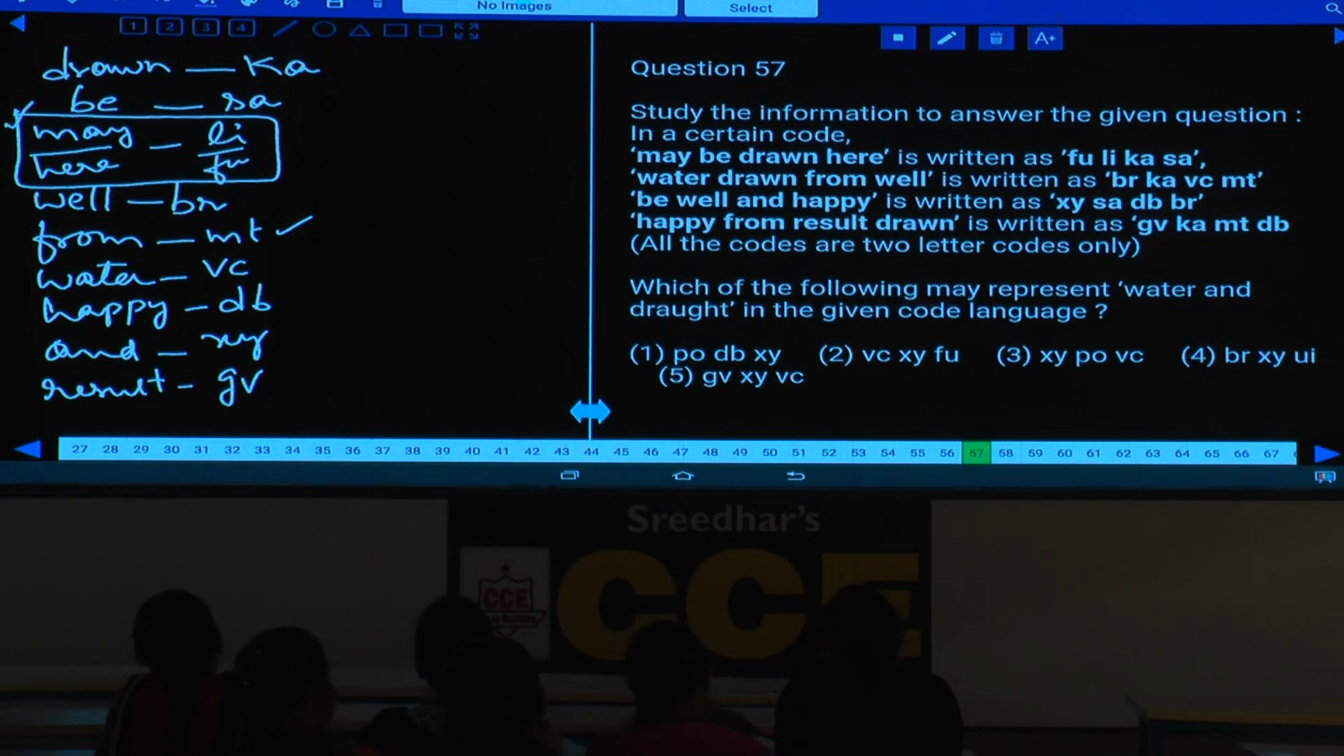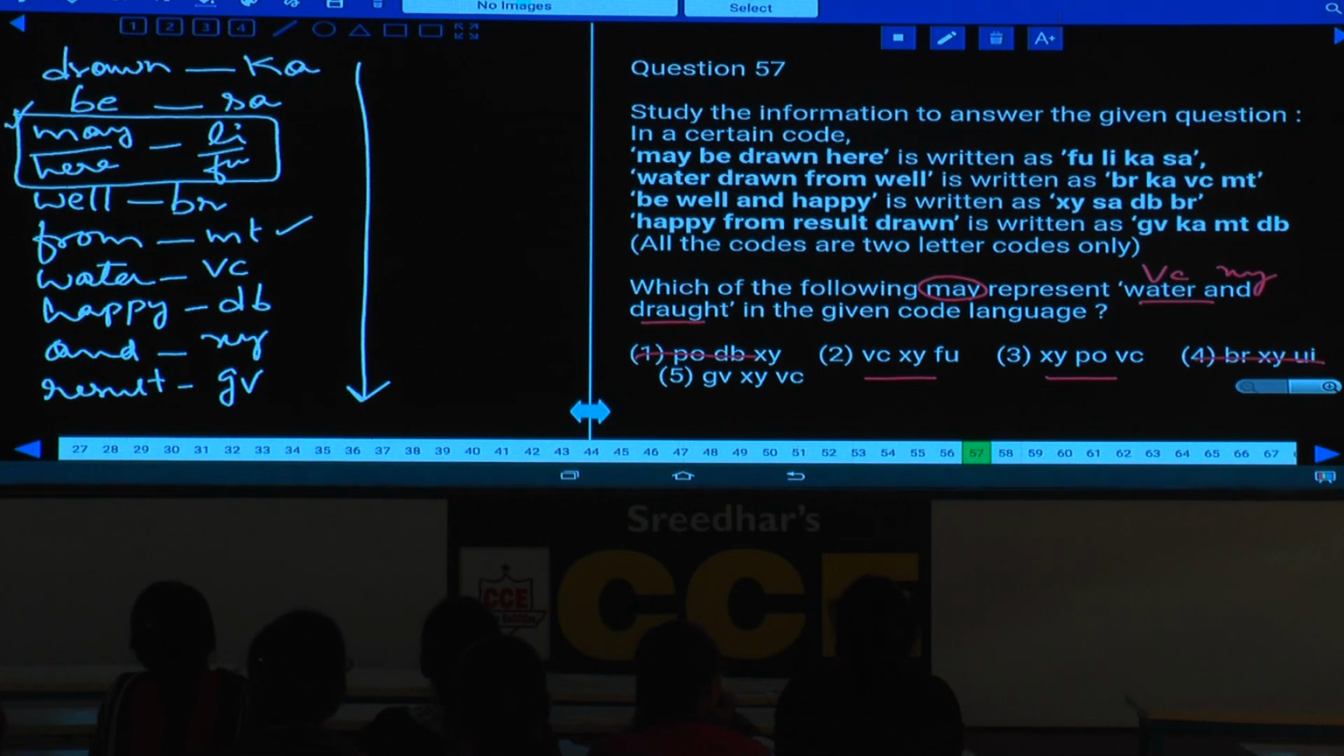Then question number 57, which of the following may represent "water and a drought" in the given code language? Water is coded as VC, and is XY, and drought is nowhere given in any one of the given sentences, isn't it? Hence its code cannot be identified, but as the question says "may", it is a possible code. Now VC and XY should be there. Choice 1 cannot be your answer, choice 2 there is a possibility, choice 3 there is a possibility, 4 is ruled out, and 5 there is a possibility as well.